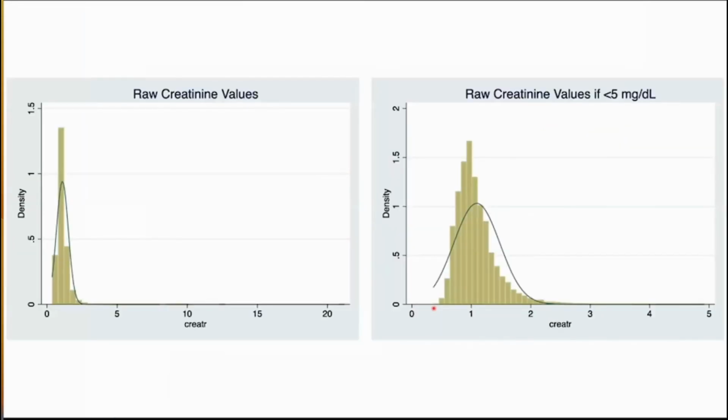These were raw creatinine values shown here. This is the total population. If I looked at individuals who had creatinine values of less than 5, this is what the distribution looks like. You can see it's skewed to the right. This normal curve is overlaid, and you can see the data really are not normal.